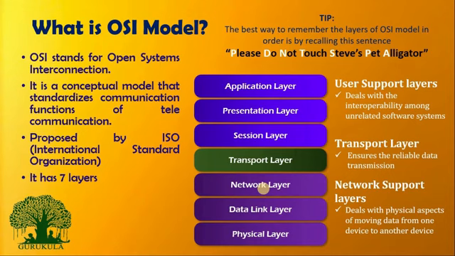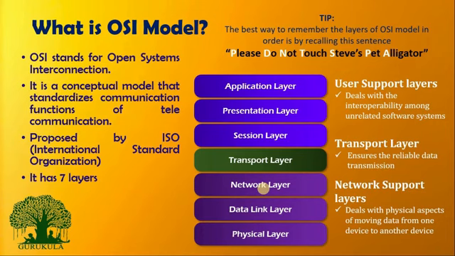So the first 3 layers from the top, which means application layer, presentation layer and session layer, together we call it user support layers, because it deals with the interoperability among the underlying software systems. And the transport layer is directly called the transport layer, and it ensures the reliability of data transmission. Sometimes the transport layer is equated to the heart of the OSI model.